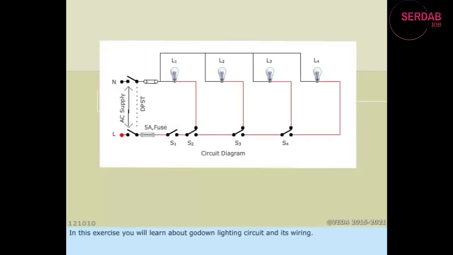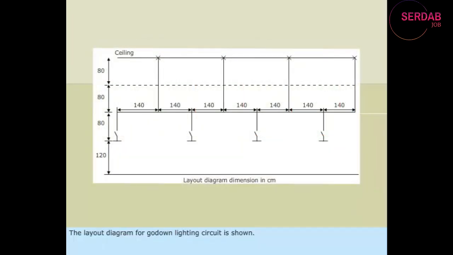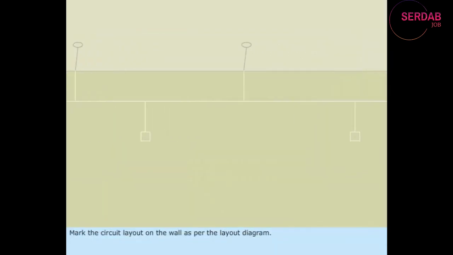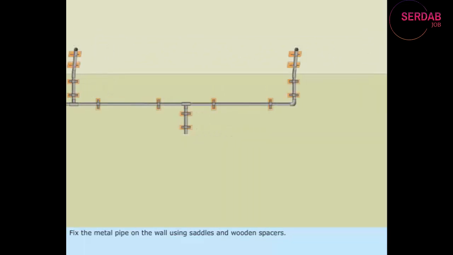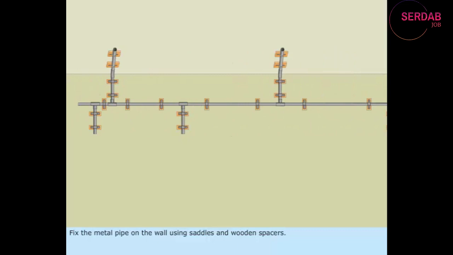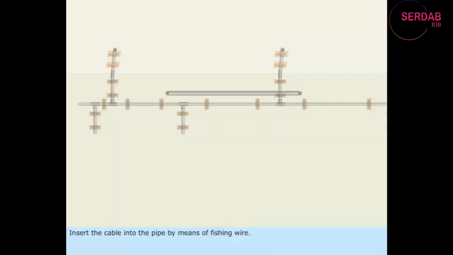In this exercise, you will learn about go-down lighting circuit and its wiring. The circuit diagram for go-down lighting circuit with 4 lamps is shown. The layout diagram for go-down lighting circuit is shown. Mark the circuit layout on the wall as per the layout diagram. Fix the metal pipe on the wall using saddles and wooden spacers. Insert the cable into the pipe by means of fishing wire.